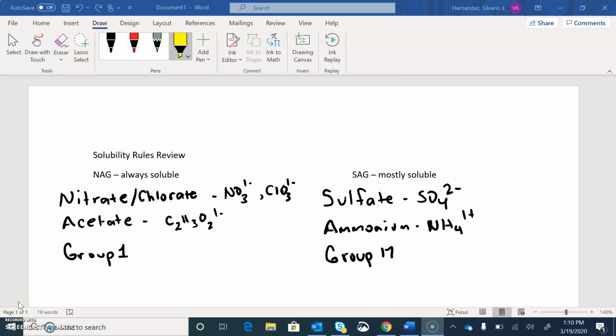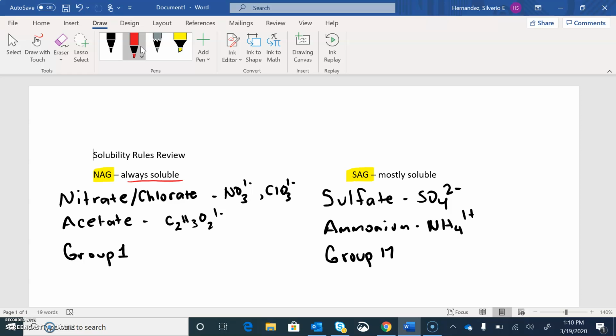Okay, we're going to do a little lesson here on solubility rules. So I'm going to give you a way to remember these solubility rules. So NAG is nag and SAG is sag. Nag is always soluble. So whenever they're combined with any other kind of a cation or a metal ion, they're going to always be soluble. They're going to dissolve in water.